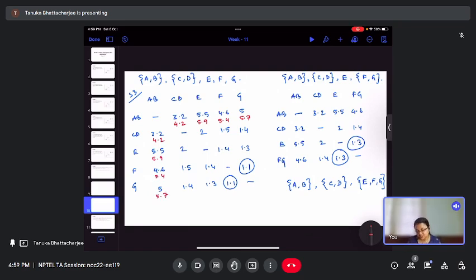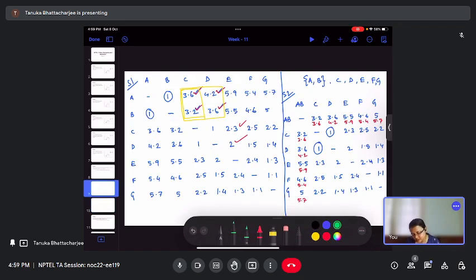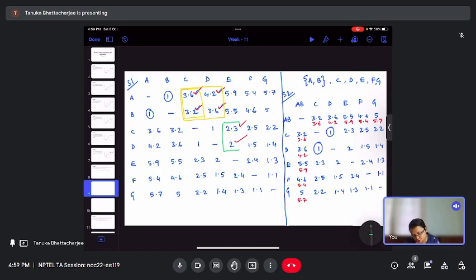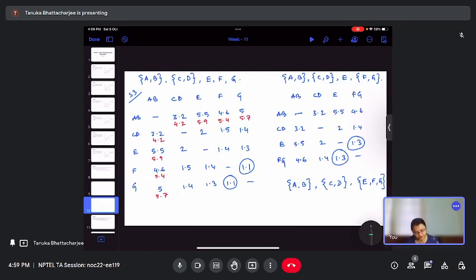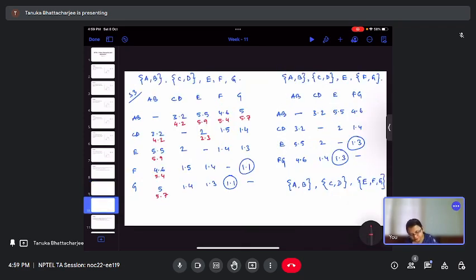Now when you are computing the distance between CD and E, you are taking these 2 distances. Last time you took the minimum, so you got 2, now you will get 2.3. So this is 2.3. Similarly the other 2 will be 2.5 and 2.2. The remaining distances will be the same because those are the distances between the individual elements.